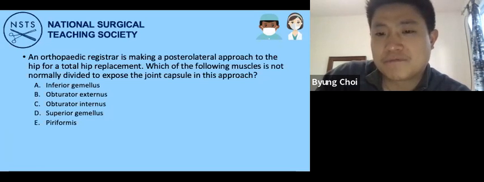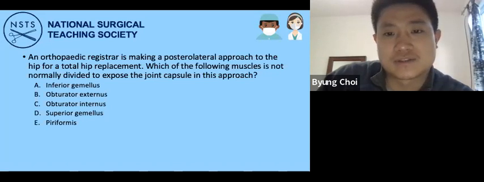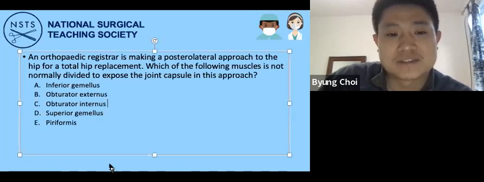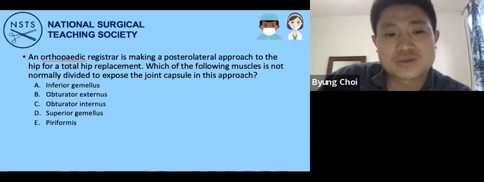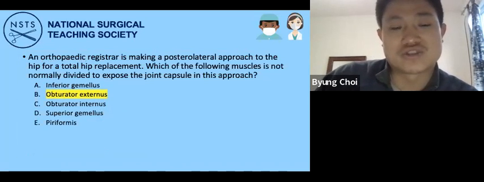So a lot of you went for piriformis. Now, this question is quite tricky, and I took a bit of time for this one to sink in as well. In this type of question, when you've got piriformis, which stands out compared to the rest of the options, because you've got 2 gemelli muscles and 2 obturator muscles, it's really tempting to go for piriformis. But the actual answer here is B, it's obturator externus. And I think they quite like this question because it can trip a lot of people up.